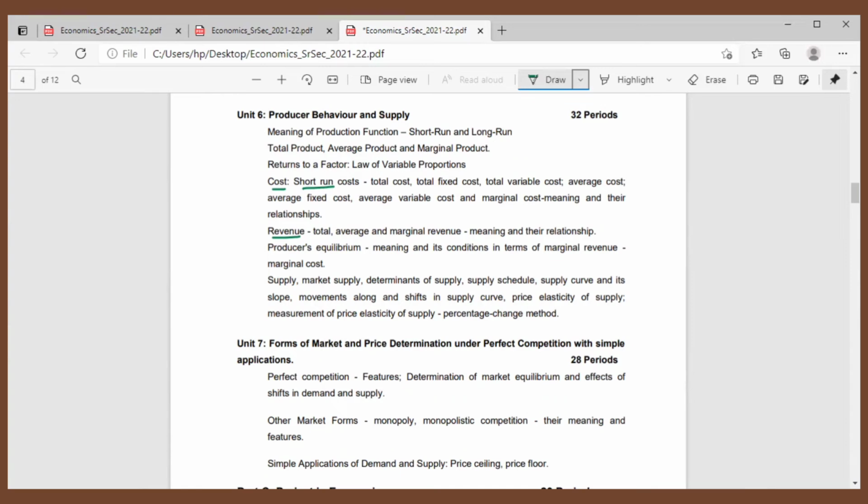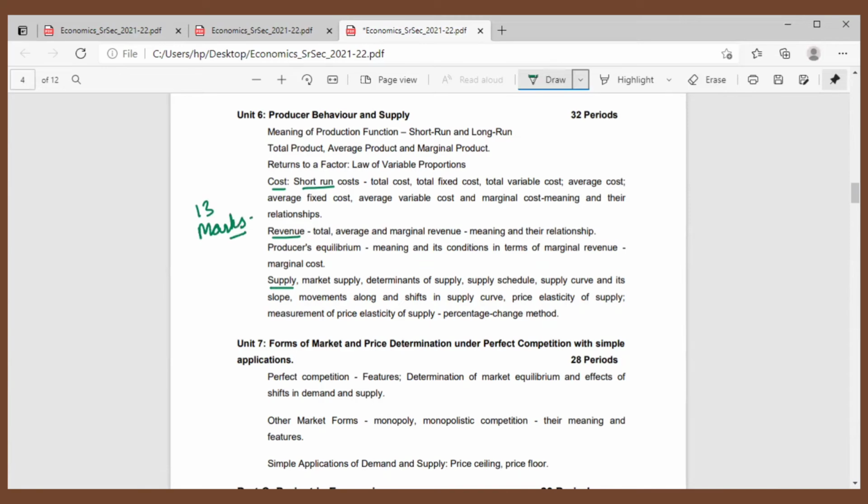Then we have producers equilibrium in terms of the marginal revenue and marginal cost approach. Then supply chapter, price elasticity of supply. So all these are different chapters. Generally, if you go through any book, these are given as separate chapters, and all these are covered under unit 6, that is producer behavior and supply. And as far as the weightage of this particular unit is concerned, again this unit is of 13 marks.